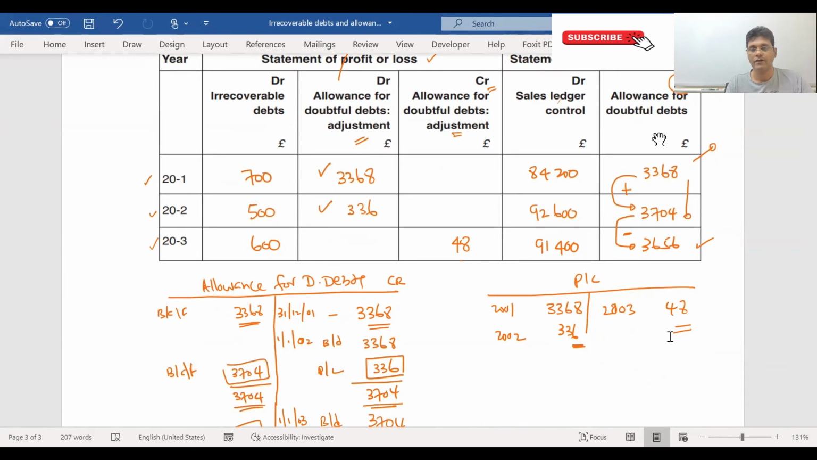Okay. With that, I will conclude my discussion on irrecoverable debts and doubtful debts.